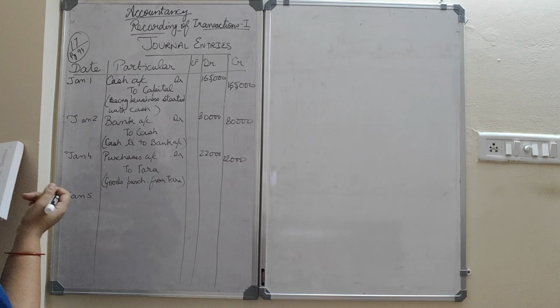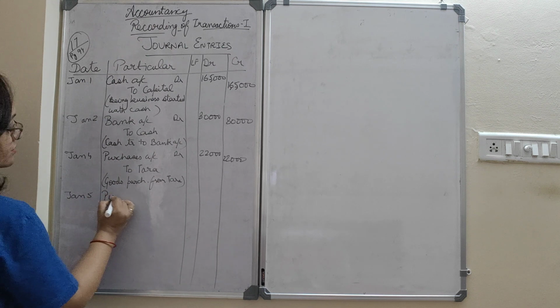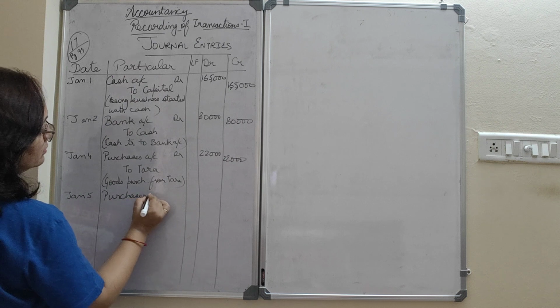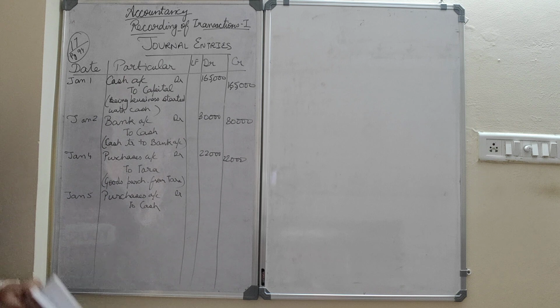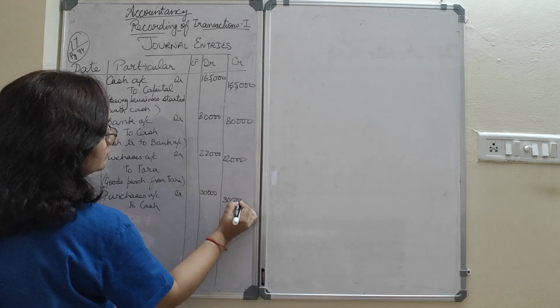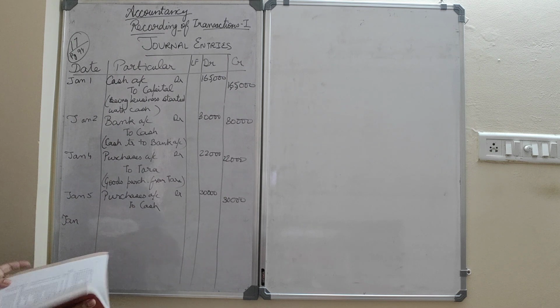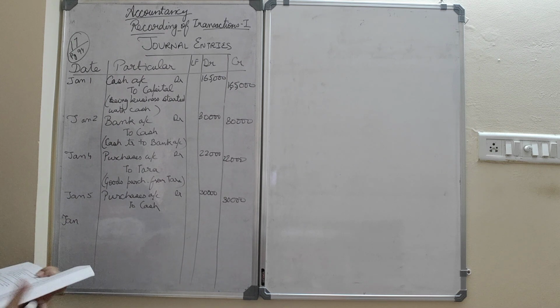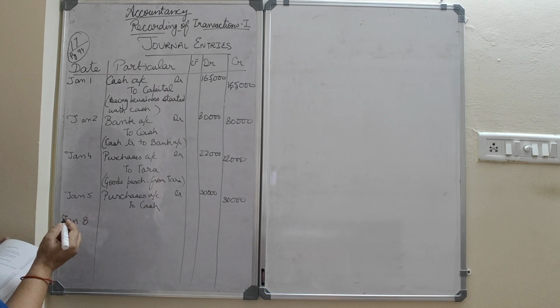January 5 is goods purchased for cash. So whenever we are making any purchases for cash, instead of writing the name, we will write cash. Purchases account debit to cash. So how much is it for? 30,000. I am not writing the narration now. You all have an idea by now how to write the narrations. But please write narration for each transaction. It should be written.